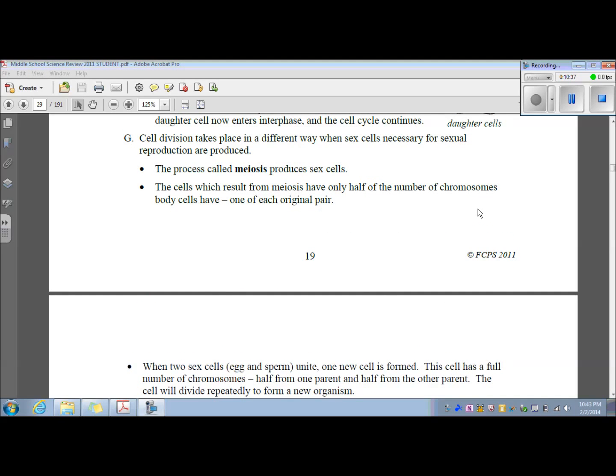Section G. Cell division takes place in a different way when sex cells necessary for sexual reproduction are produced. The process called meiosis produces sex cells. The cells which result from meiosis have only half the number of chromosomes body cells have, 1 of each of the original pair.